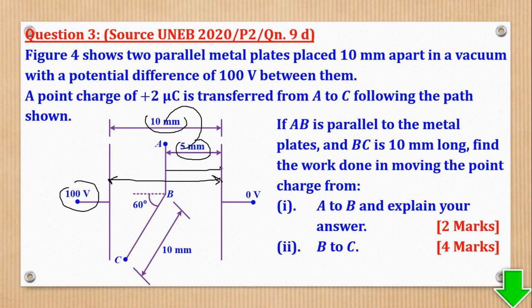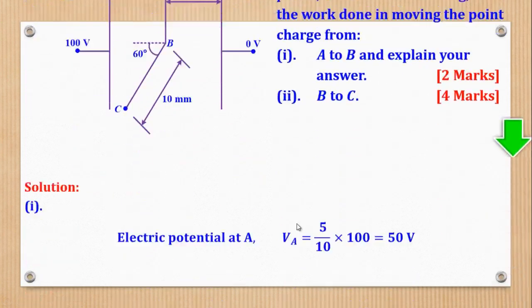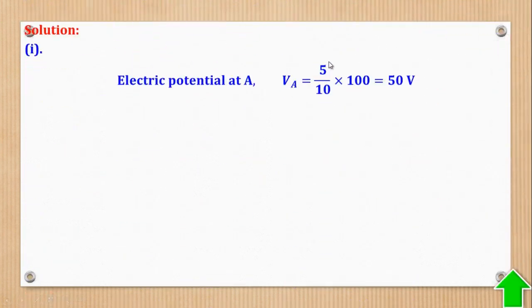So in other words, it is shared, like we said. In between the plates the electric field is uniform, meaning it is equally distributed. Therefore from here to here, the fraction is 5 over the total, which is 10. Of what? Of this total potential difference. That is why you see here we are saying potential at A is 5 over 10 times 100, which is 50.